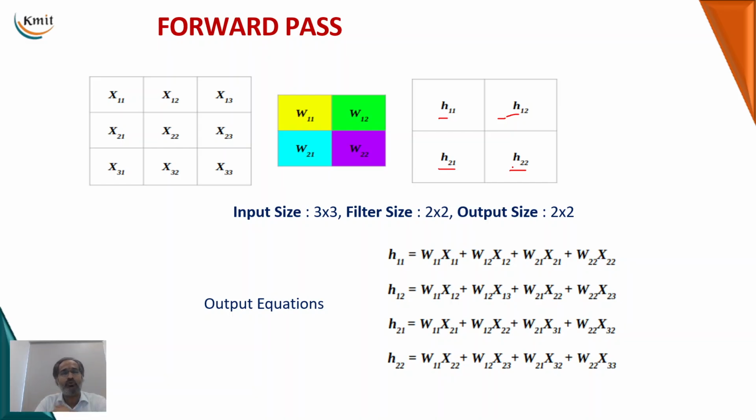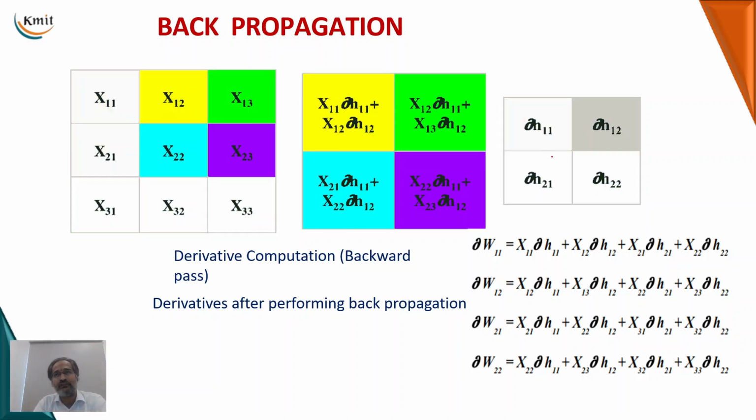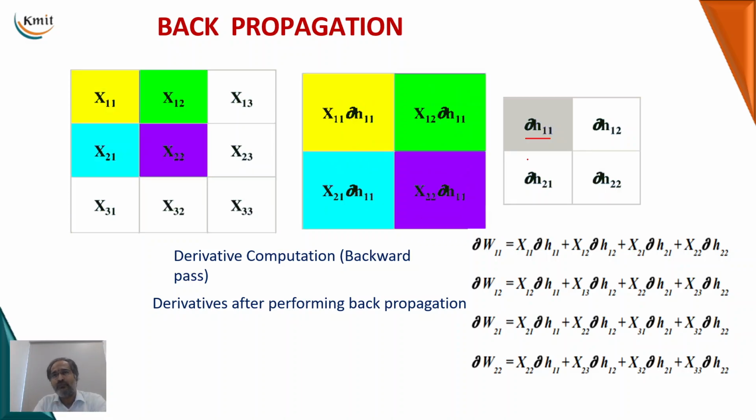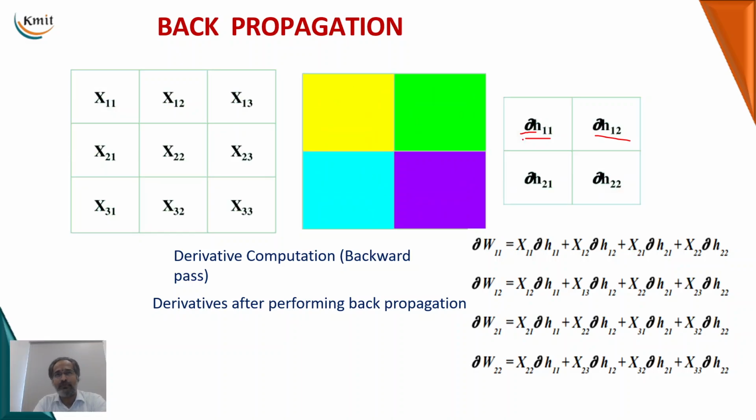Actually we have to go back for this. Actually this is also the forward pass. We are going with the forward pass. After that, back propagation is based on this. So dou H11 by dou H12, dou H11, dou H12, and so on. We have to perform this.